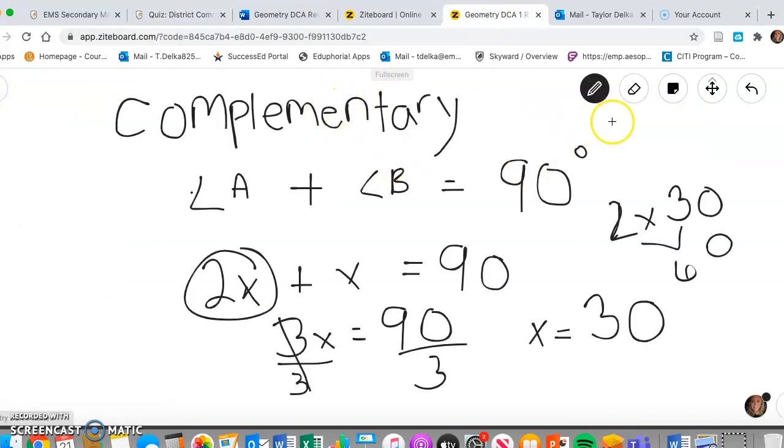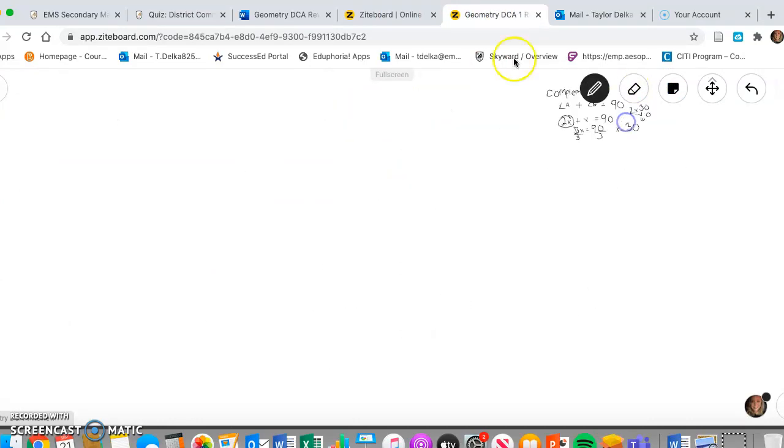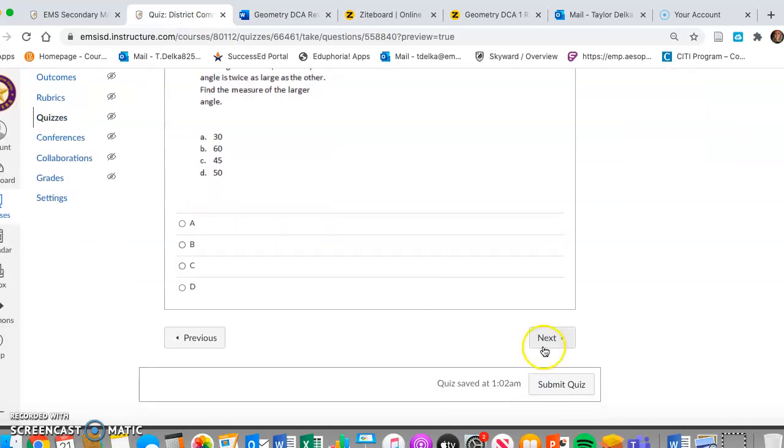I am going to go ahead and clear this one out so we can move on to the next. Okay, clearing that. All right, let's go to question number 3.